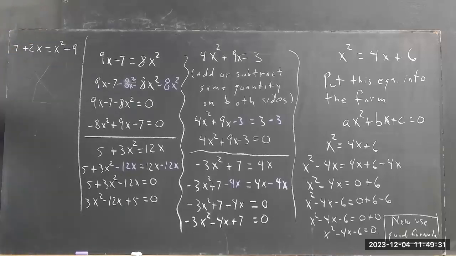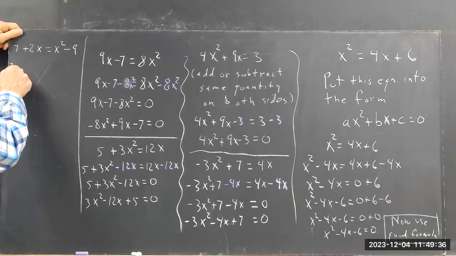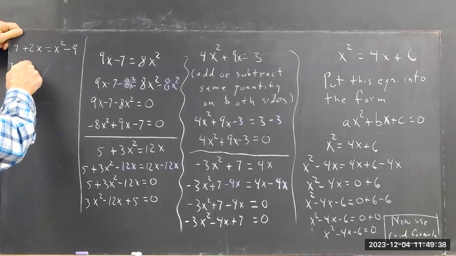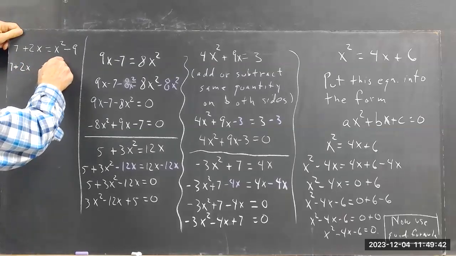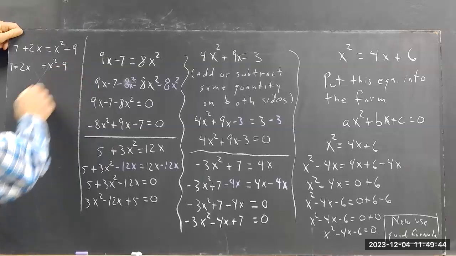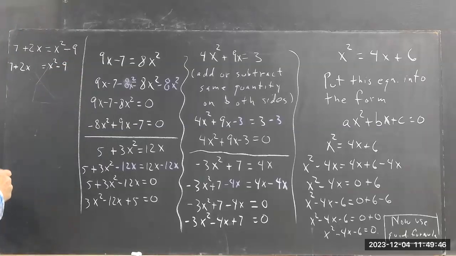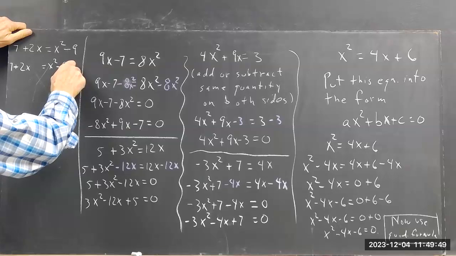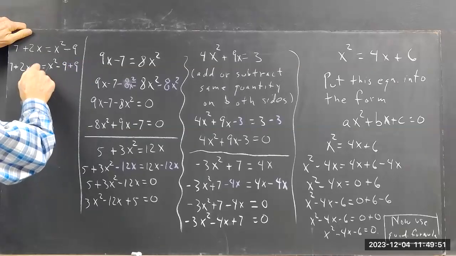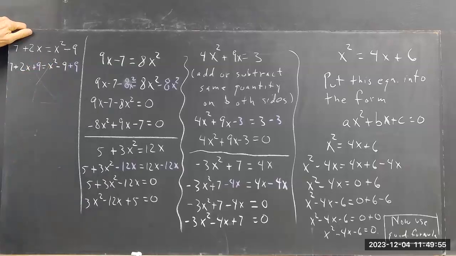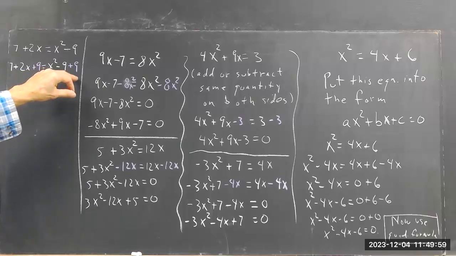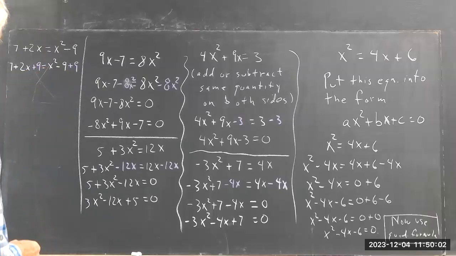Okay, so what most people chose to do, you've got 7 plus 2x, and you've got x squared minus 9. Most people chose to operate on the 9 first. So we have to add 9 to both sides. And there's what we get. Okay, of course, minus 9 plus 9 is 0.